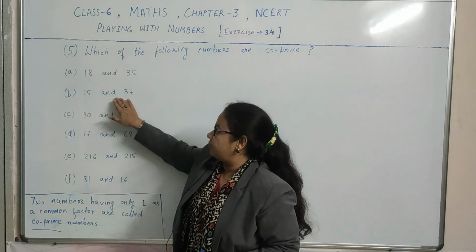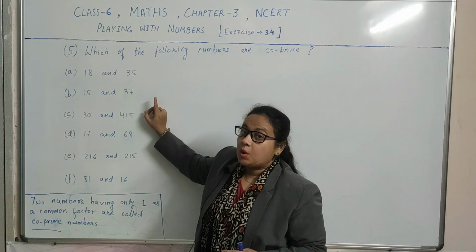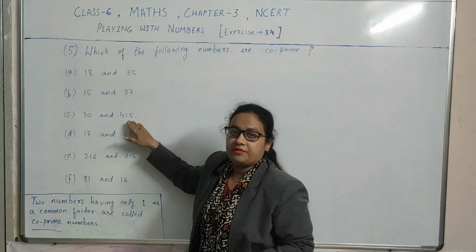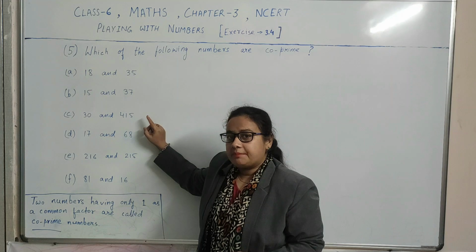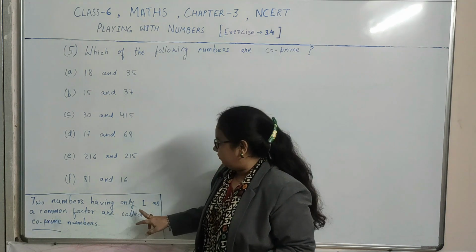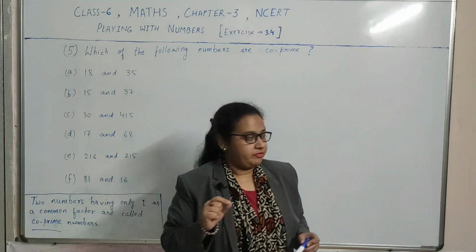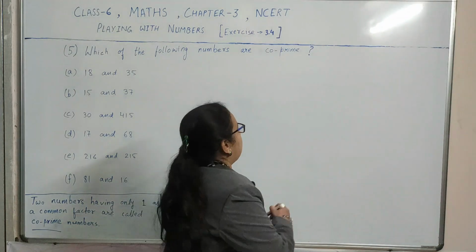If the common factor of 15 and 37 is only one, then it will be a co-prime number. If the common factor of 30 and 415 is only one, then it will be a co-prime number. But if there is another factor other than 1, then the numbers will not be co-prime. I'll give you a small example so that you can understand what co-prime numbers are.